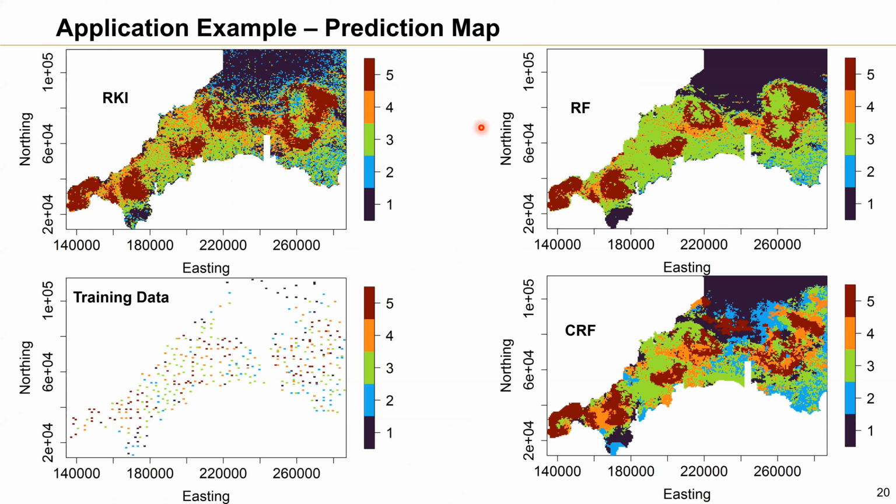Now, here you have the prediction map for different methods. So this is the regression kriging of indicator, which combines the logistic regressions and the kriging of the residuals. So it means that you first apply the logistic regressions, and then you create the residual and add it back to the regression estimates. Here you have the classical random forest, and here you have the proposed method, and this is the training data.